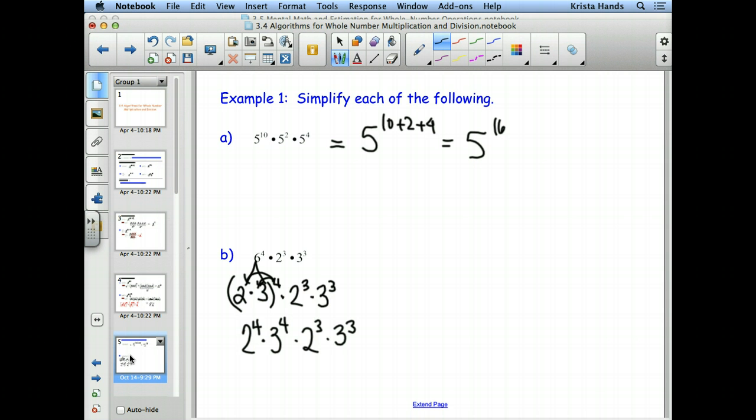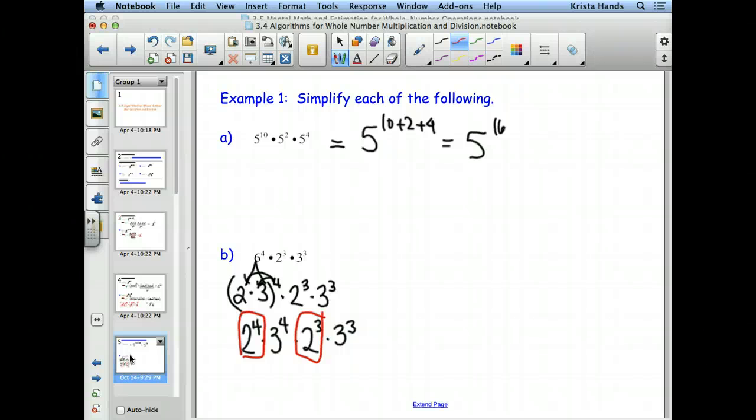You can combine the ones that have the same bases. So these 2 are both base 2, right? So I'm really using a commutative property when I do this. I'm reorganizing my numbers. It's all multiplication, and commutative is a property of multiplication. So we can do that.